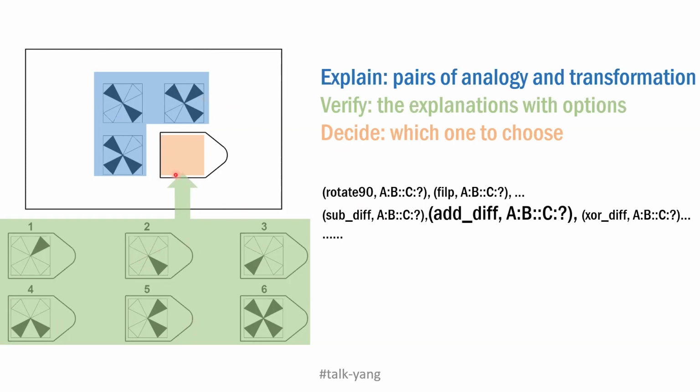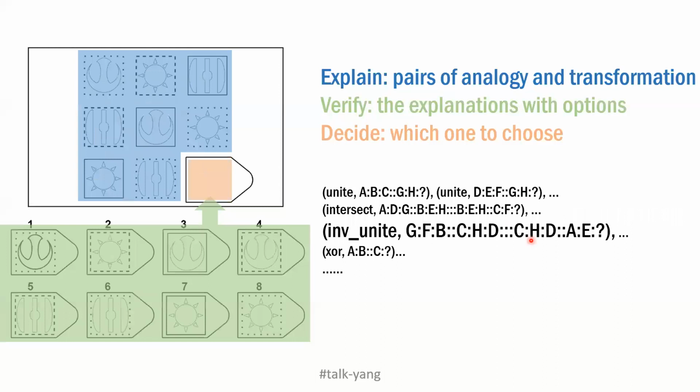So for this 2x2 example, it can be solved by this explanation in bold with the additive transformation with this simple analogy: A is to B as C is to the missing entry. Similarly, for the 3x3 example, it can also be solved by the same 3-step process. To solve it, we need to use this explanation here with inverse unite and a recursive analogy.